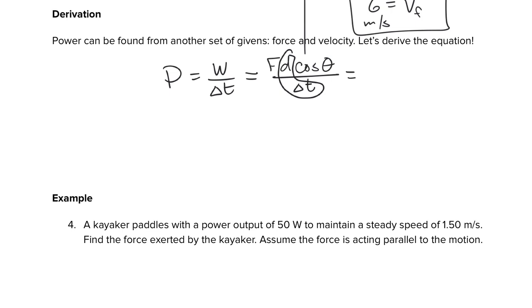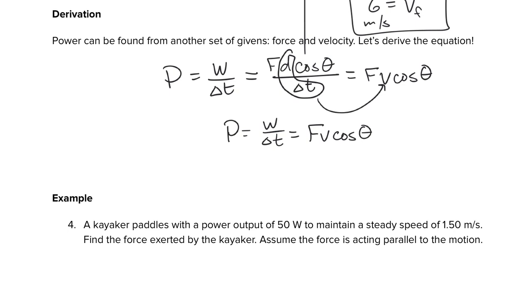So here, we could replace that distance over time with a velocity, and leave our force and our cosine theta there, and that gives us power in a new set of givens. So power could either be work divided by your change in time, or it could also be equal to F times V, that's force times velocity times cosine theta.